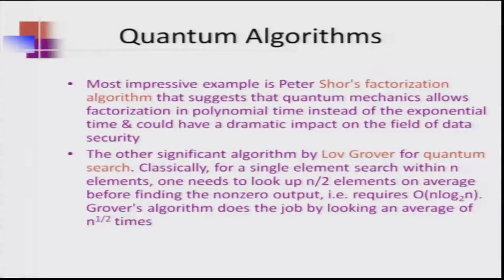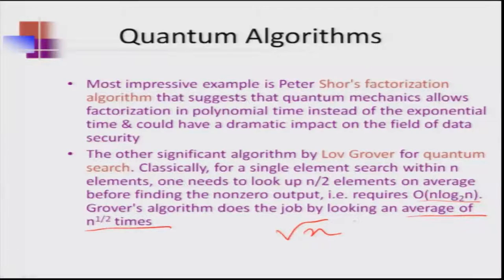The other significant algorithm, which we will take up first today, is more known as the search algorithm. This significant algorithm was developed by Lov Grover for quantum search. Classically, for a single element search within n elements, one needs to look up n by 2 elements on average before finding the non-zero output. That is, it requires an order n log 2 n, but Grover's algorithm does this job by looking at an average of n to the power half, basically root n times. So this advantage that is achieved by quantum search is something that we will discuss today.